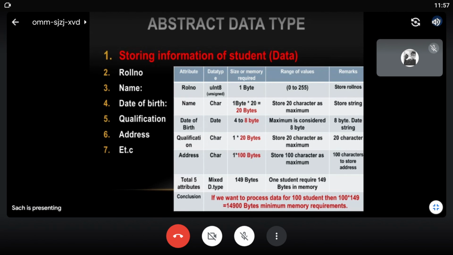Now these were the memory requirements for a college itself. Now what about the university? Let's say the university contains lakhs of students, and you have to store and process the data of these lakh students. So how much memory will be required? It will be 149 into 1 lakh bytes. That is the memory.